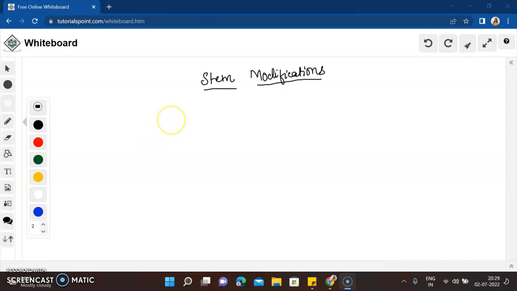So today we are going to discuss another important topic for revision for your NEET exam, the stem modifications which you have learned in your morphology of flowering plants chapter from your class 11th portion, right?